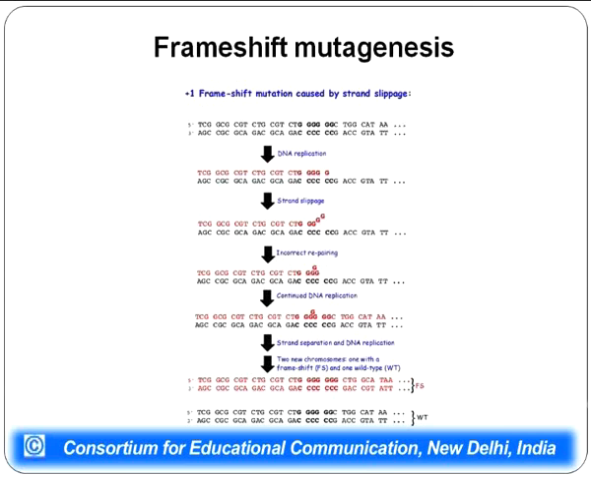As can be seen in this particular figure, there is slipping of the replication machinery which leads to incorporation of additional bases, and this in turn will lead to change in the coding sequence of the gene, which will lead to change in the sequence of the mRNA, and this will subsequently lead to change in the amino acid sequence of the protein.